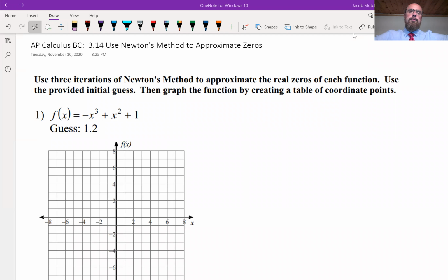And the guess here is provided. You could come up with a valid guess by using the intermediate value theorem. But we have a guess, and what we want to do is use 3 iterations of Newton's method to closer and closer approximate the real zero or zeros of the function. So let's give the rule that we would use to perform Newton's method.